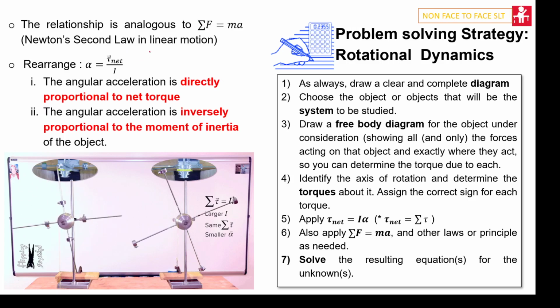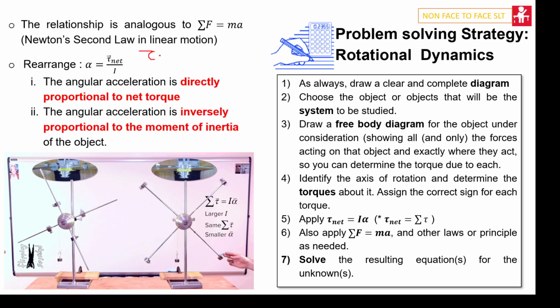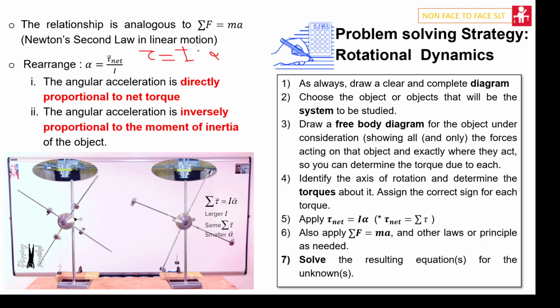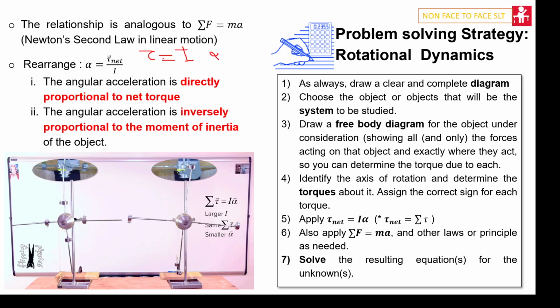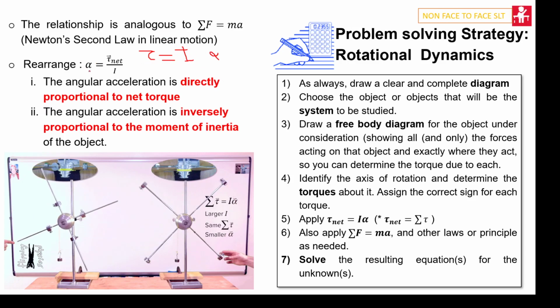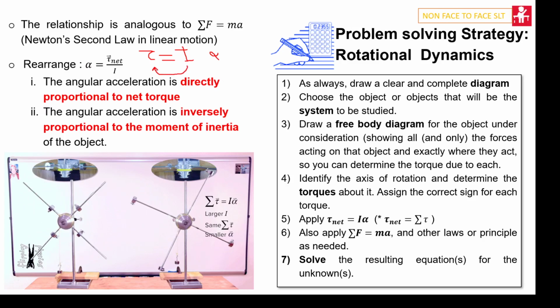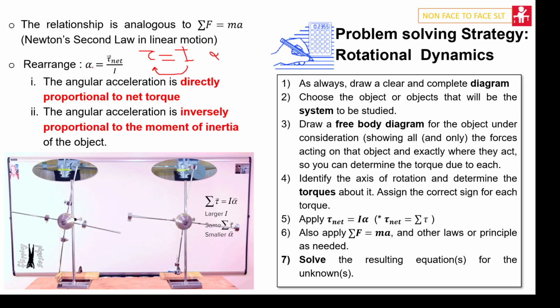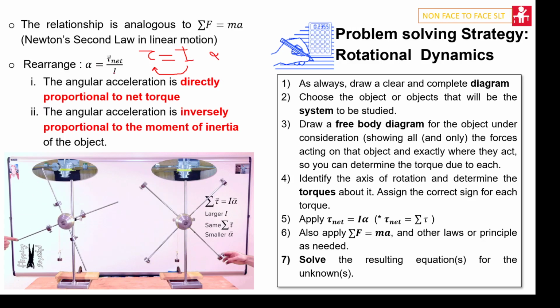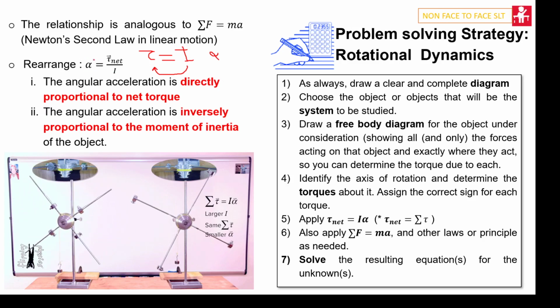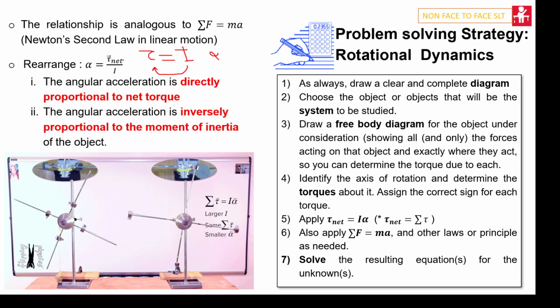From our previous slide, we have torque equals I alpha, right? Let's try to rearrange so that we can study this equation more clearly. If you make alpha the subject, you put the moment of inertia below, so you have alpha equals net torque over I. What can you get from this formula? You can get that the angular acceleration is directly proportional to the net torque.